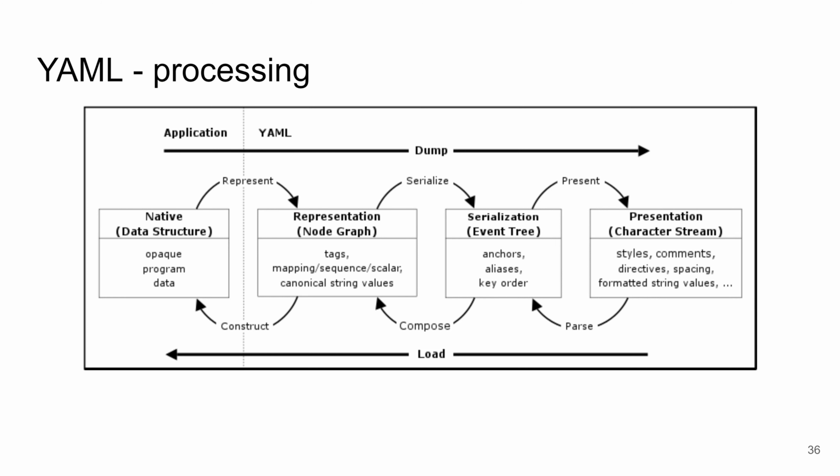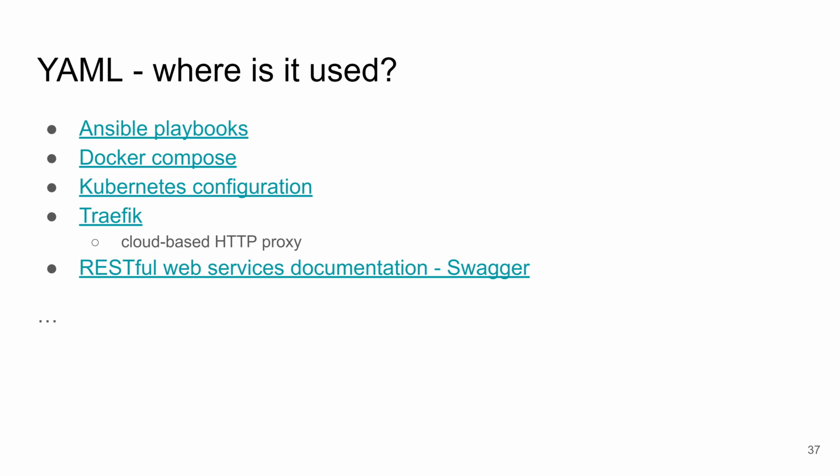Based on this node graph representation, a native data structure in a particular programming language can be constructed. And when going in the other direction, the dump direction, this native data structure can be represented as a YAML node graph, which can get serialized into an event tree, which then gets presented as a character stream, which gets saved into a YAML file. So this was YAML. Where is it used?